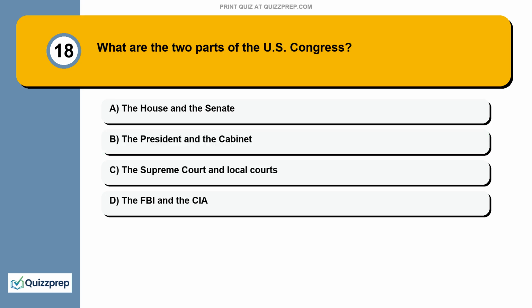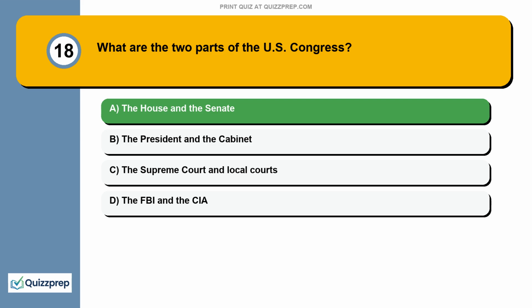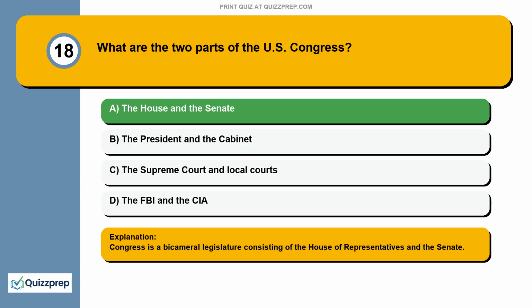Question 18. What are the two parts of the U.S. Congress? The House and the Senate, the President and the Cabinet, the Supreme Court and local courts, the FBI and the CIA. Congress is a bicameral legislature consisting of the House of Representatives and the Senate.